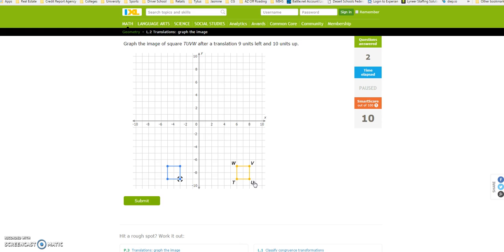Okay, so now that we have established why we are not using T in this instance, we're going to start with U. So we're going to move 9 units to the left from U. 1, 2, 3, 4, 5, 6, 7, 8, 9. Yep, 9. And then we're going to start from V, because again it's the furthest. 1, 2, 3, 4, 5, 6, 7, 8, 9.